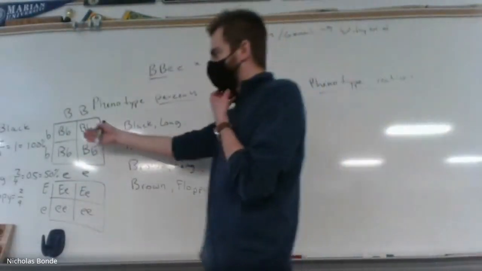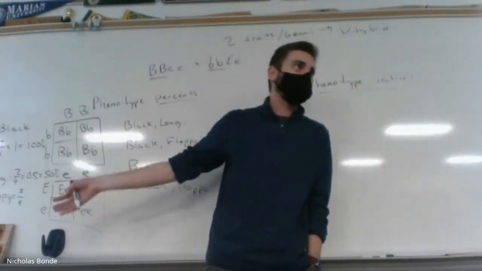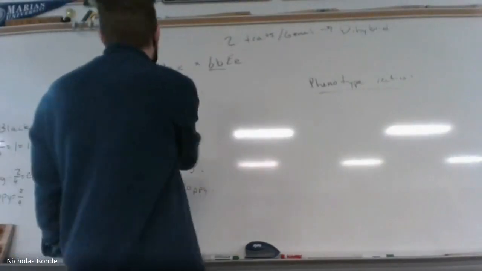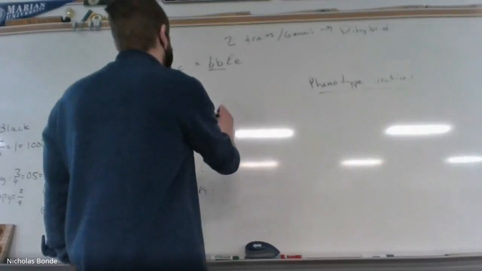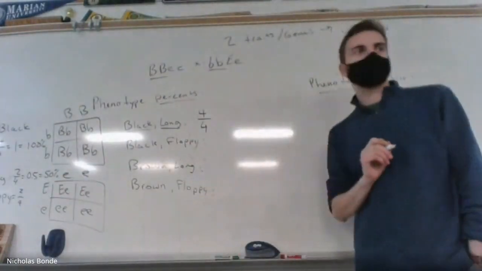Sweet. So we know 4 out of 4, 2 out of 4, 2 out of 4. I'd always write all of your percents down, okay? So now we can start combining them. What do we have to do with each of those percents? Percent black is 4 out of 4. Long is 2 out of 4. What do we have to do with those?